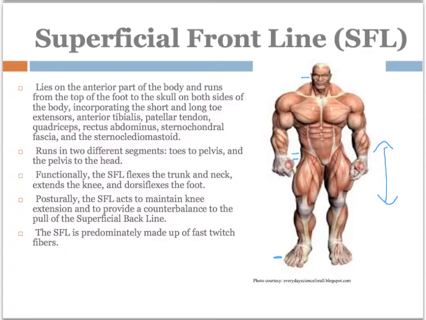So the superficial front line lies on the anterior part of the body and runs from the top of the foot to the skull on both sides, incorporating the short and long toe extensors, the anterior tibialis, the patellar tendon, the quadricep muscles, the rectus abdominis, up through the sternochondral fascia to the sternocleidomastoid.